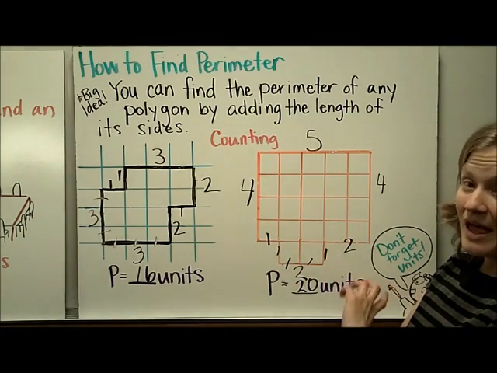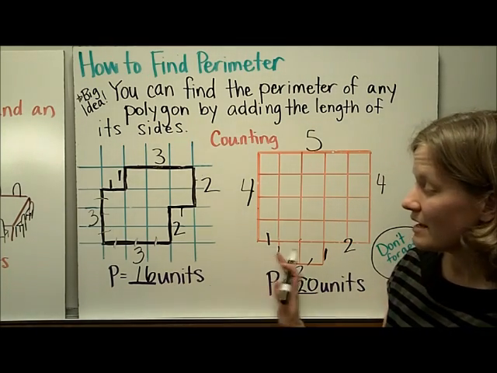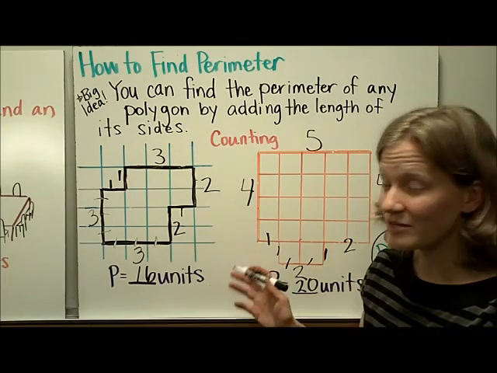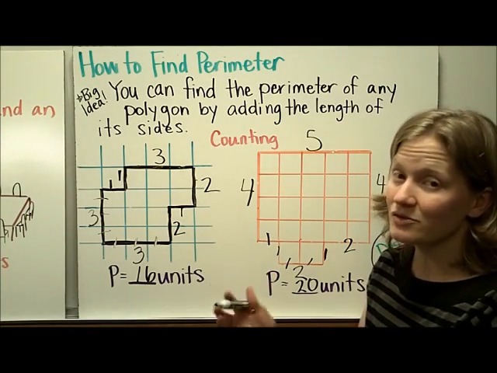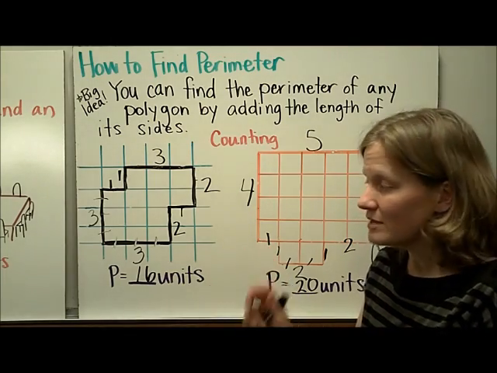Finally, remember whenever you are finding the perimeter to not forget the units. In this case, we didn't have a specific measurement or a specific unit like meters or centimeters, so we just say that they're measured in units.